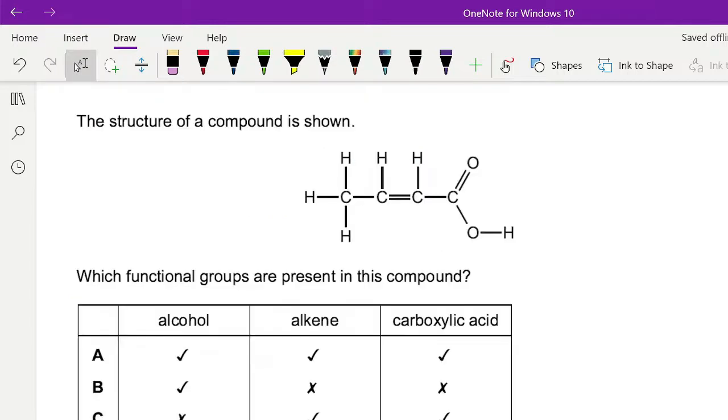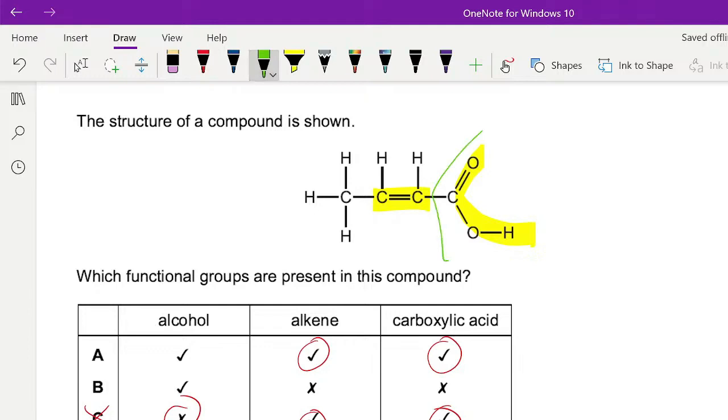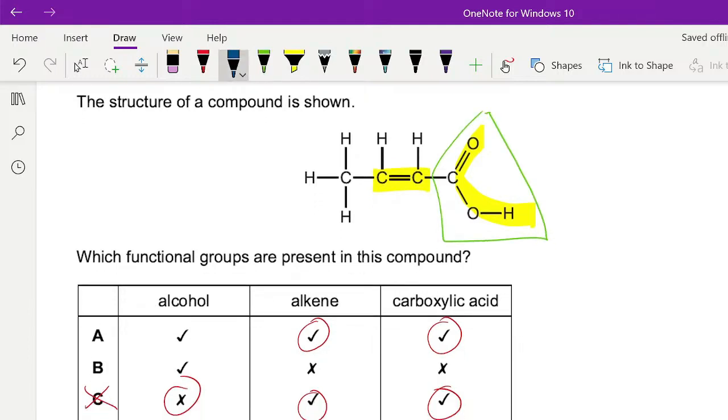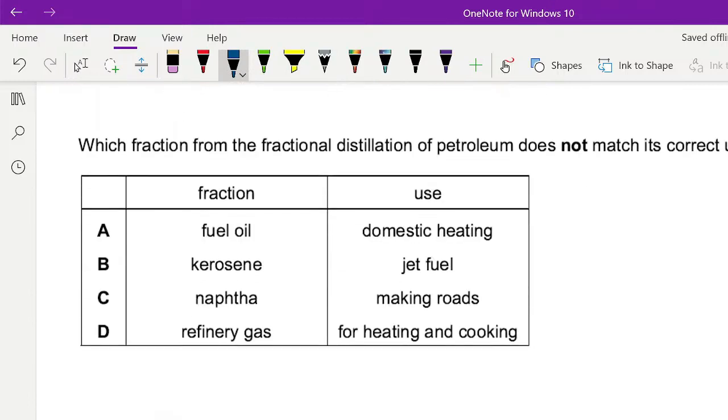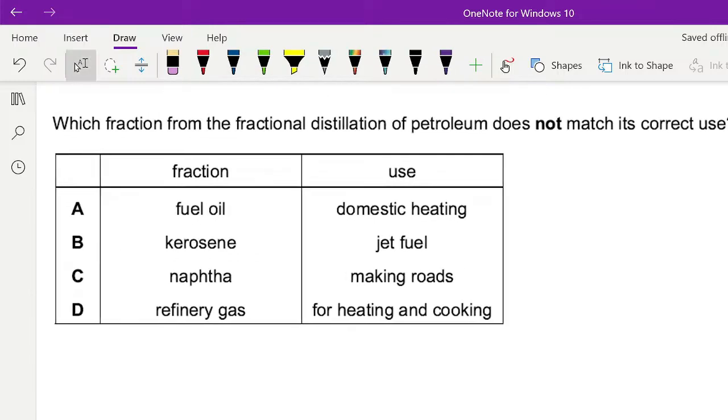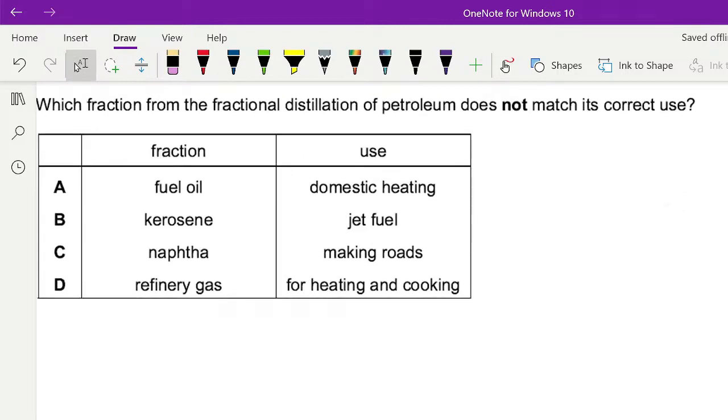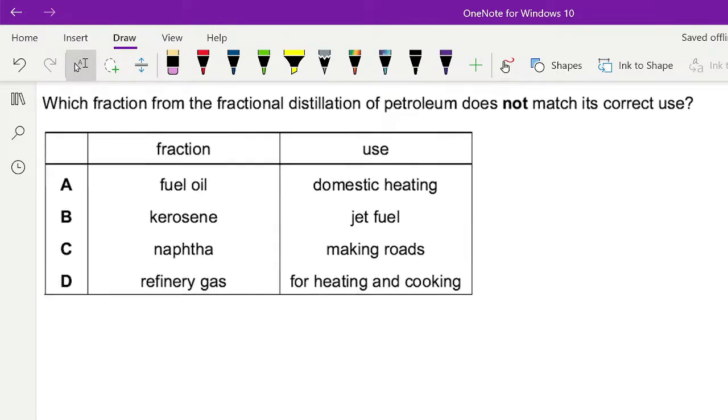Which functional groups are present? So we have alkene here, we have carboxylic acid only. So alkene, carboxylic acid, and we do not have alcohol. C is the answer. This is one entity. You don't break the OH. It's COOH, carboxylic acid.